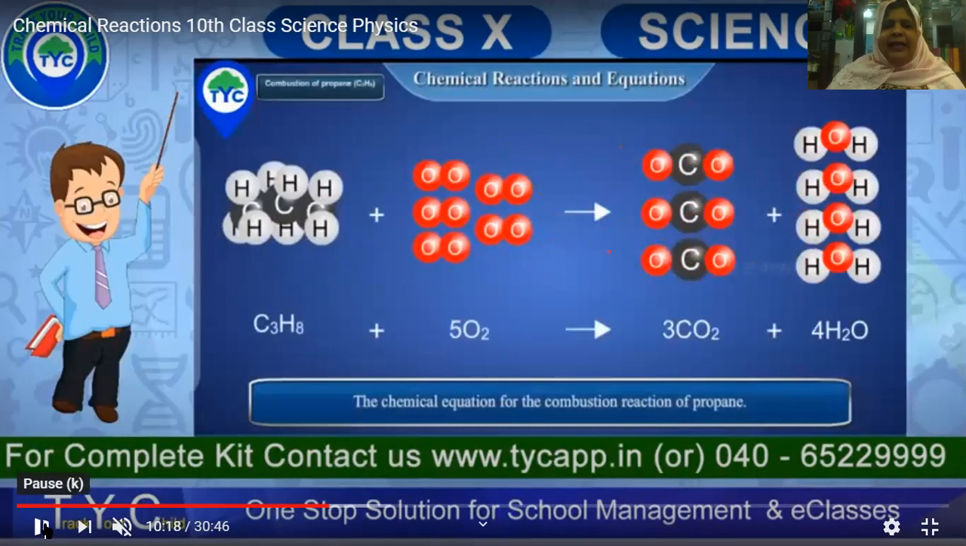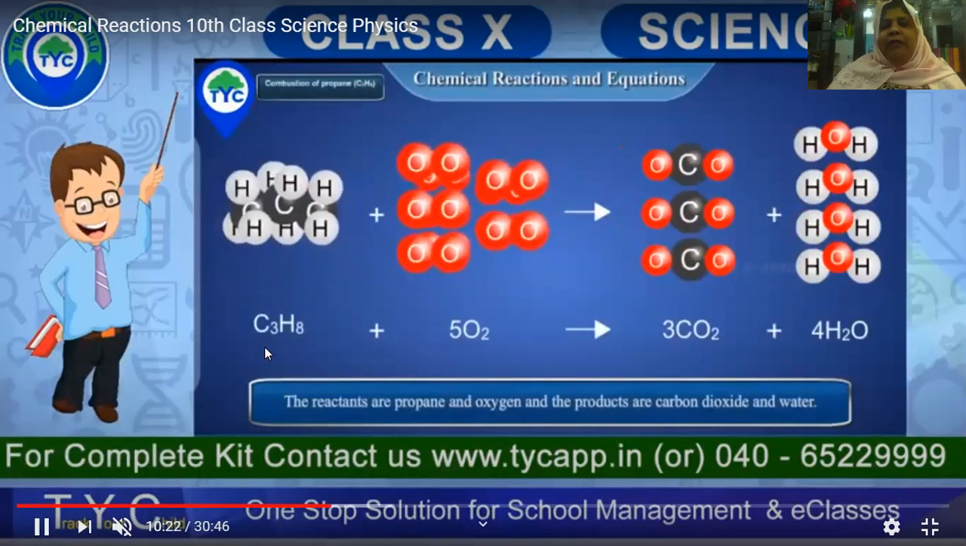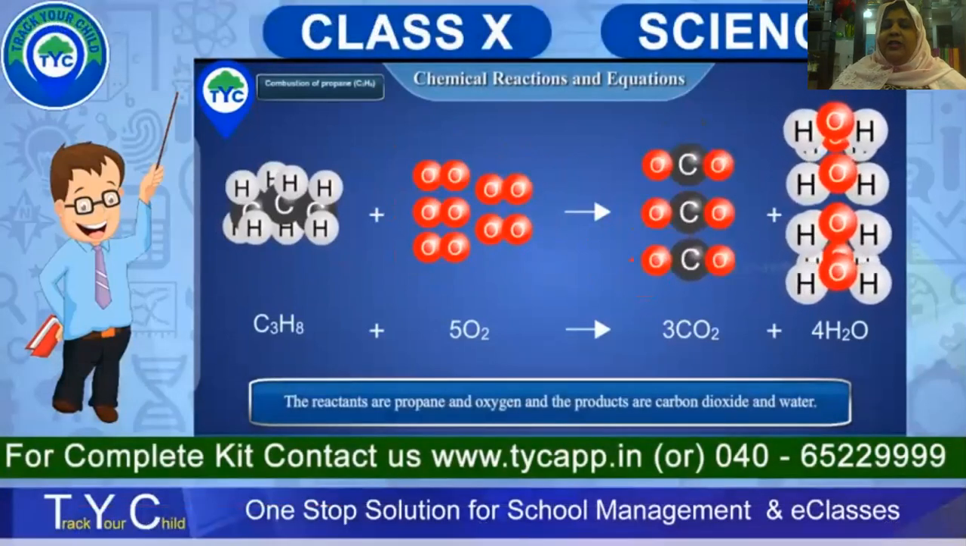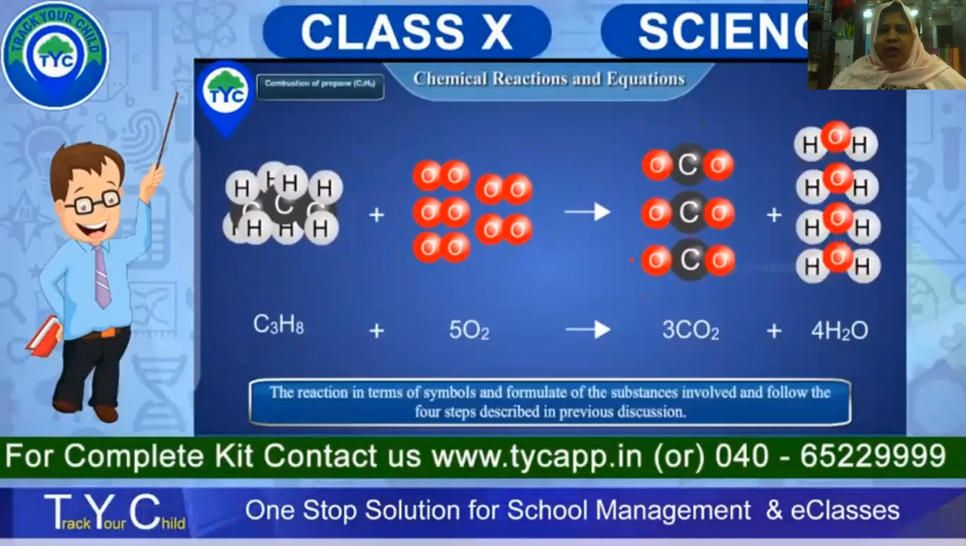So let us see the reaction of propane in oxygen when it is burning. So propane and oxygen, when burned, give rise to the products called 3 molecules of carbon dioxide and 4 molecules of water. Let us see, is it a balanced equation? Is the equation balanced or not?